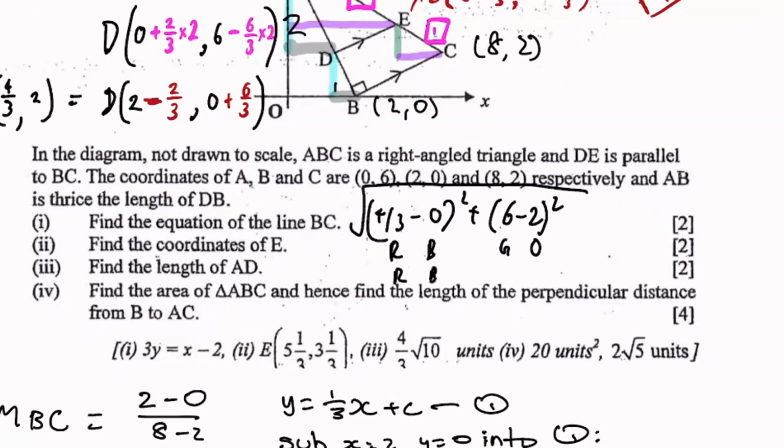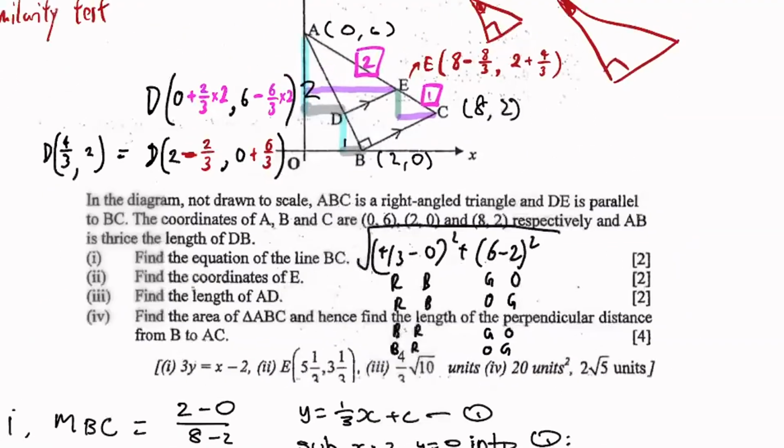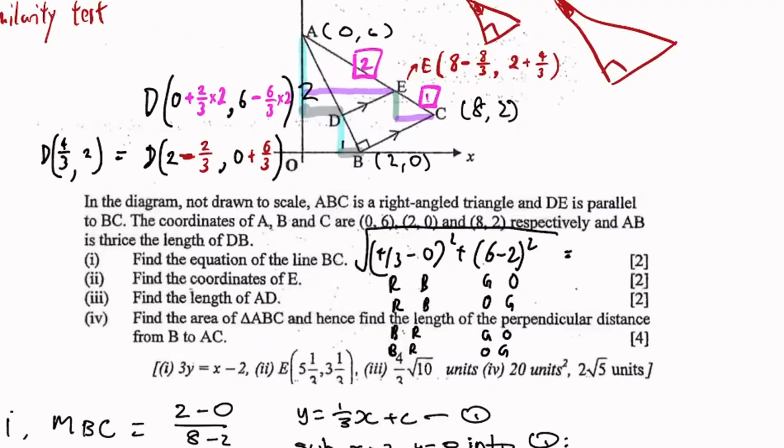Red, blue, green, orange, or orange, green. Blue, red, green, orange, or blue, red again, but orange, green. Okay? 2 times 2 ways, 4 possible ways. Yeah. Okay, that was a crash course on permutation and combination. But never mind. You get the final answer. I believe you'll simplify into 4/3 times square root 10.